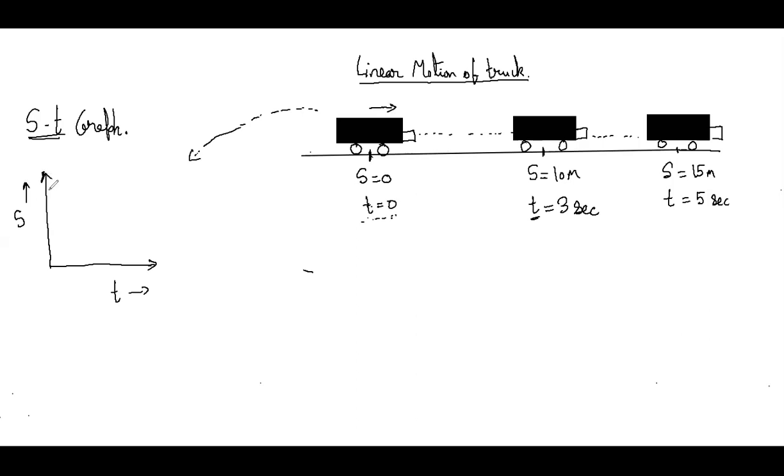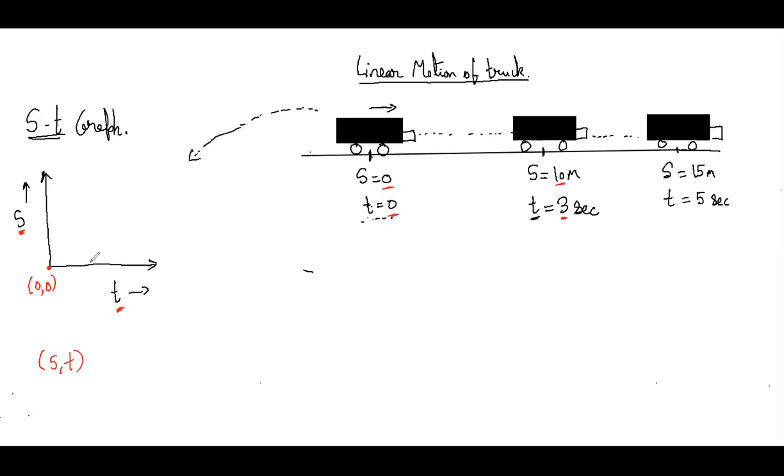So now let us try to plot this. This is the ST curve, displacement time curve. So here there will be two coordinates, S and T. So initially at t equals to 0, our displacement is 0. That is why the point will be here, 0, 0. Then at t equals to 3 seconds, the displacement is 10 meters.